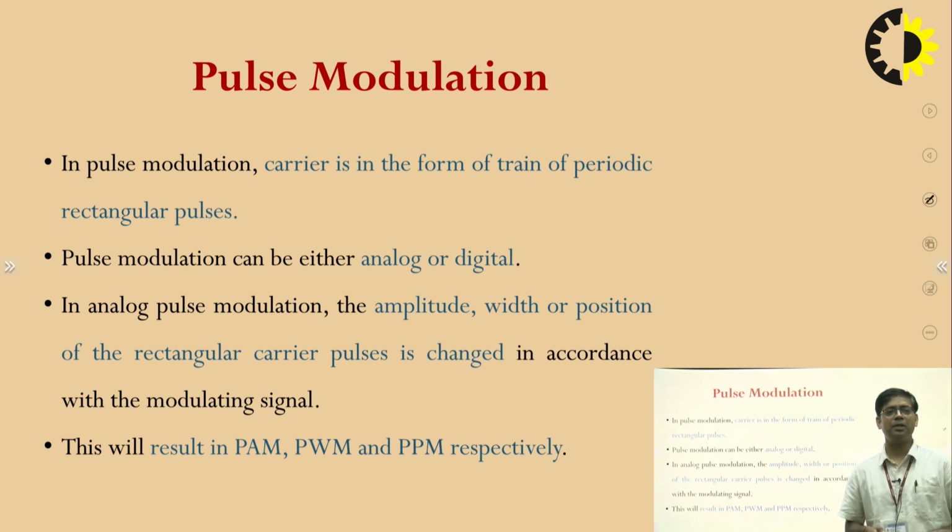In analog pulse modulation, the amplitude, width or position of the rectangular carrier pulse is changed in accordance with the modulating signal. So, we are changing the amplitude or width or position of the carrier, and they are known as pulse amplitude modulation, pulse width modulation and pulse position modulation respectively.